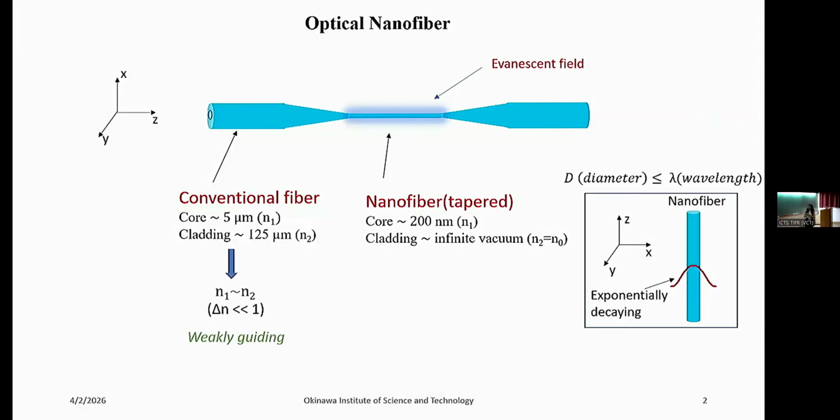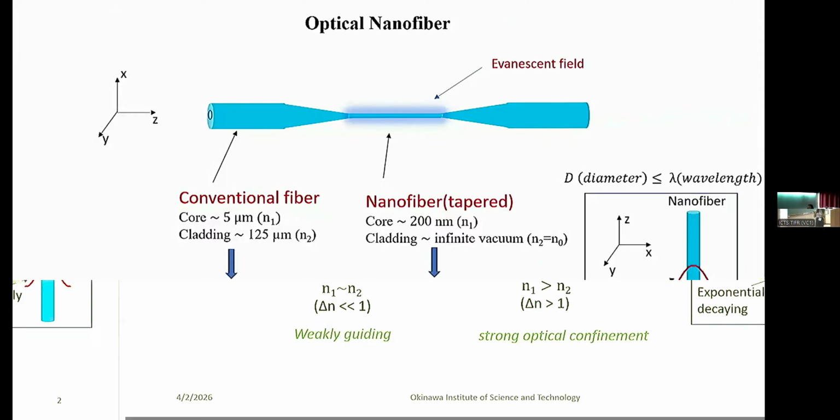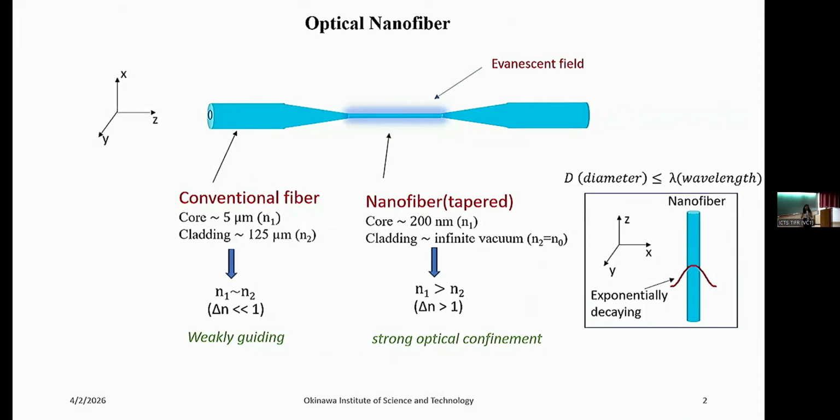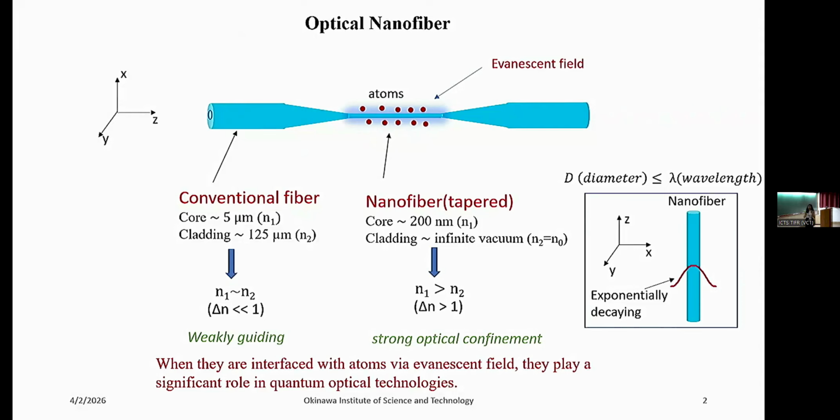The conventional fiber has a very low refractive index contrast. That's why it is called weakly guiding, while optical nanofibers have a very high contrast between core and cladding because vacuum is the cladding here, and it provides strong optical confinement. And we can interface atoms in this evanescent field, and the combined system plays a significant role in quantum optical technologies. So first, I'll briefly explain how a single emitter couples to the nanofiber.